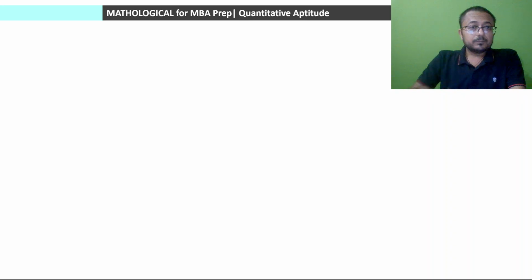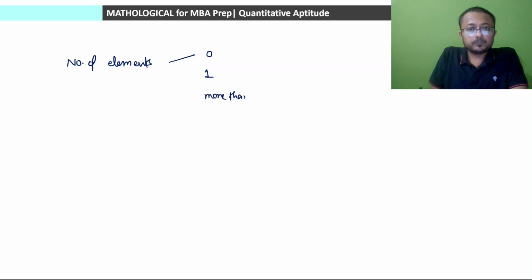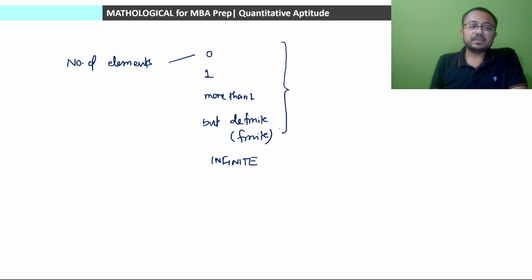So now a set can have any number of elements. ठीक है, number of elements in a set can be 0, 0 भी हो सकता है, can be 1, can be more than 1, but definite, basically finite, or can be an infinite number of elements. If the number of elements is finite, whether they are 0 or 1 or more than 1, but definite, in that case that set is called a finite set. But if the number of elements is infinite, then that is called an infinite set.